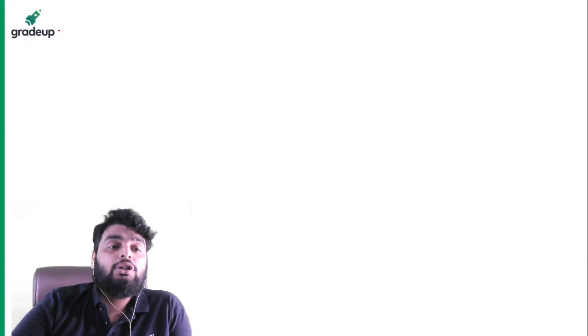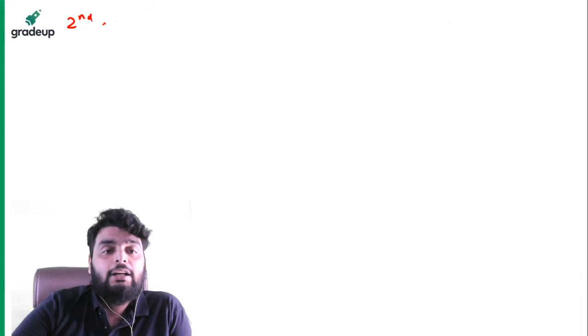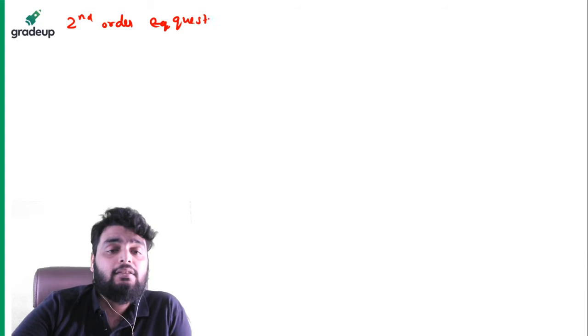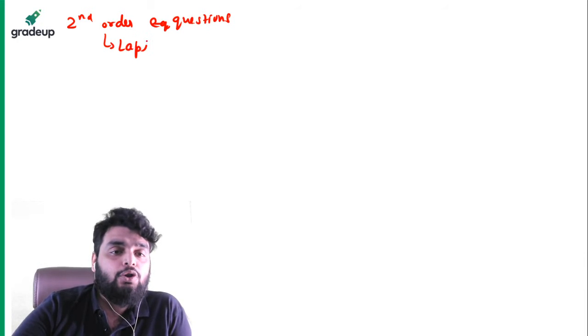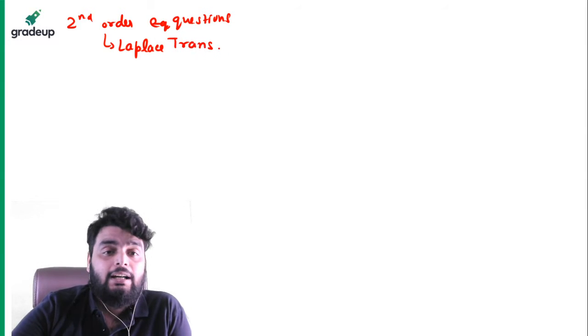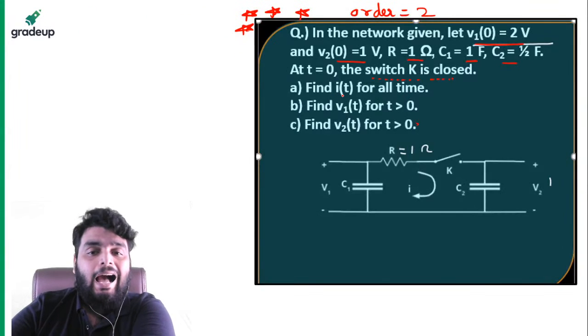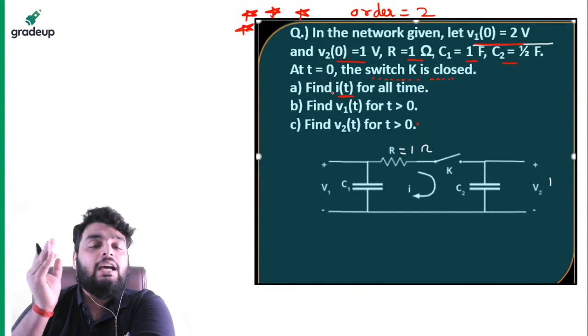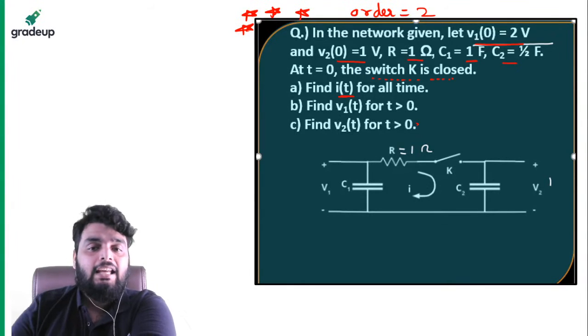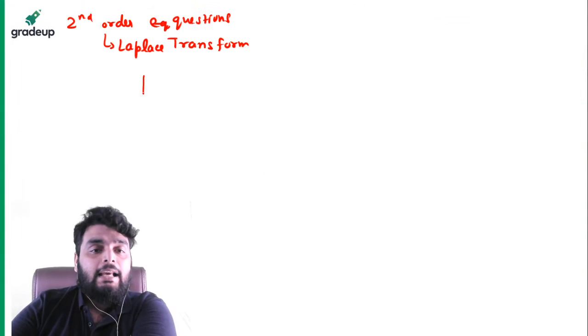Okay, so let's solve this question. Now, second order question: always remember, for second order questions, we have to use the Laplace transform. If I want to find the current equation, like in this question I want to find i(t), I have to use the Laplace equation. Okay, now in Laplace what happens?